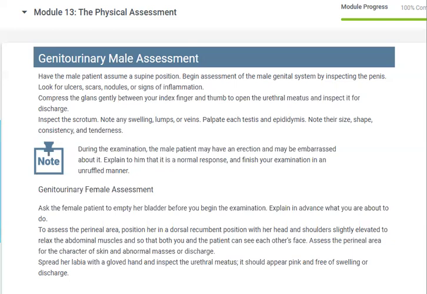Inspect the scrotum. Note any swelling, lumps, or veins. Palpate each testis and epididymis. Note their size, shape, consistency, and tenderness.